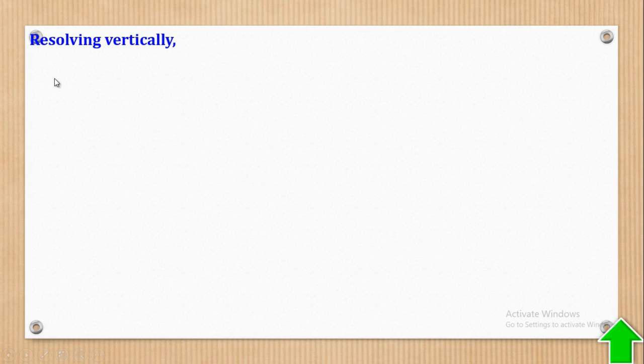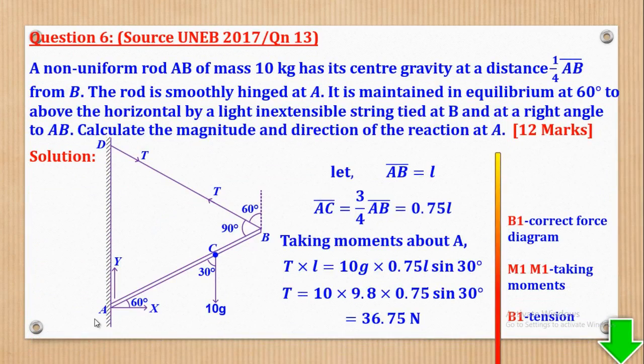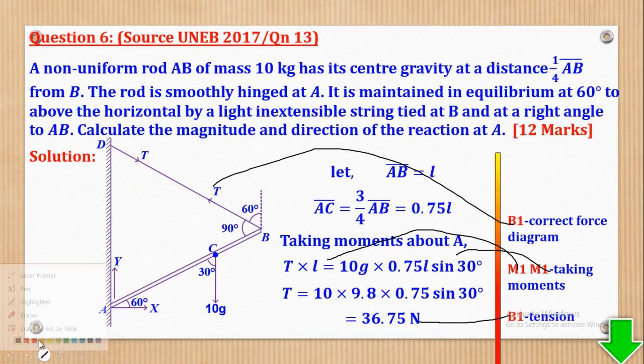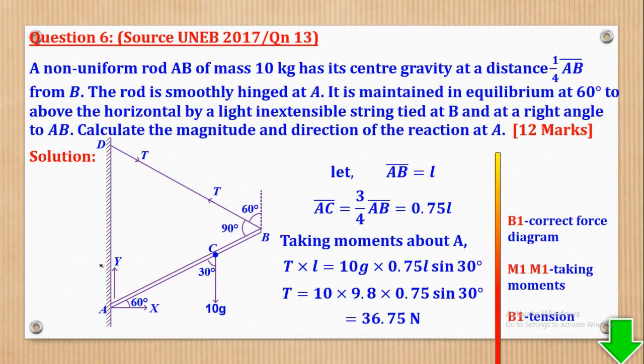So next is to resolve vertically. When I resolve vertically, I'll come up with Y plus T cos 60 degrees equal to 10g. So let's see where it comes from. Remember, resolving vertically means that upward forces are equal to downward forces. Therefore, upward, this capital Y is entirely vertical and it's upward, but this one is at an angle, meaning part of it is vertical and part of it is horizontal.